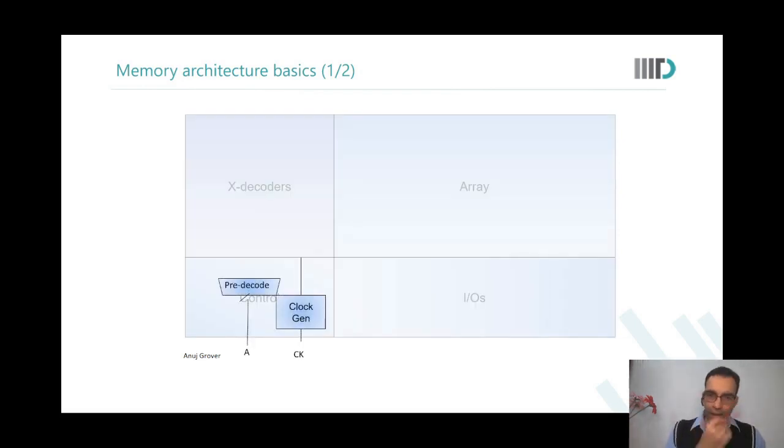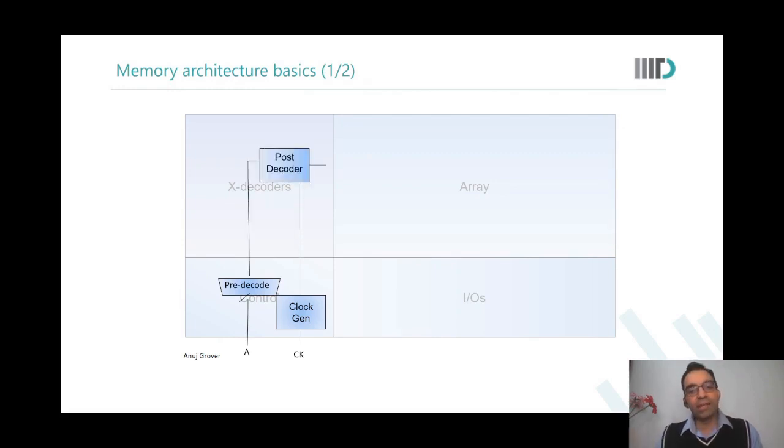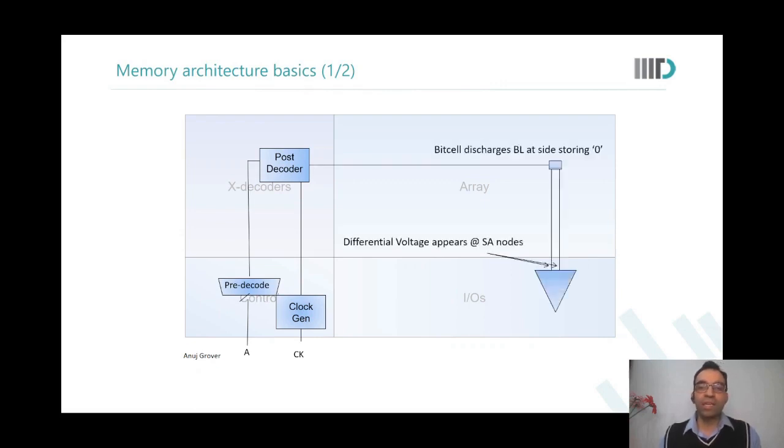The control region has what we call a clock generator and some address pre-decoding also. So when the addresses come, they are pre-decoded, and when the clock comes, an internal clock is generated. These pre-decoded addresses and the internal clock go to what is called a post decoder. And this is generic. Across all memories, you will have this. How many post decoders you have, what the architecture is, that may change, but you will always have a post decoder. The post decoder would generate what we call a word line. It will select a particular row.